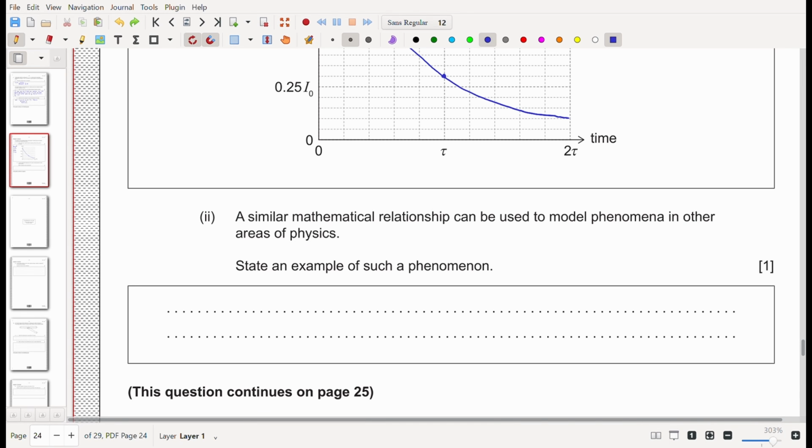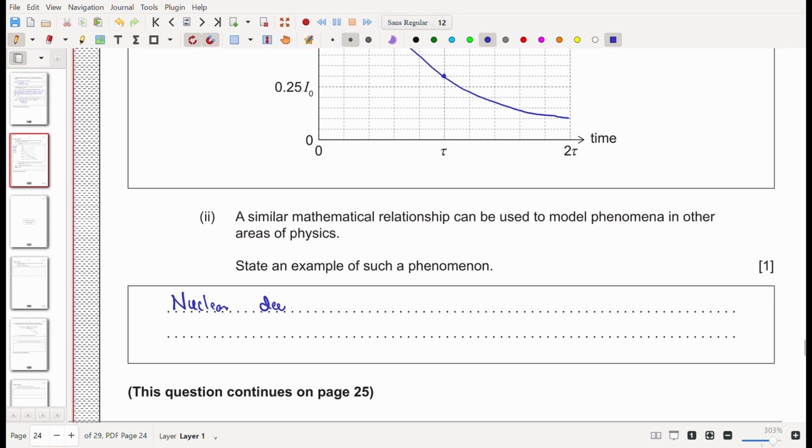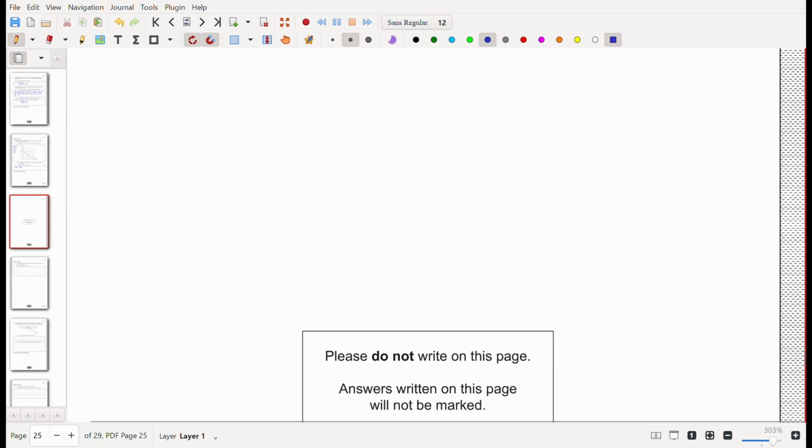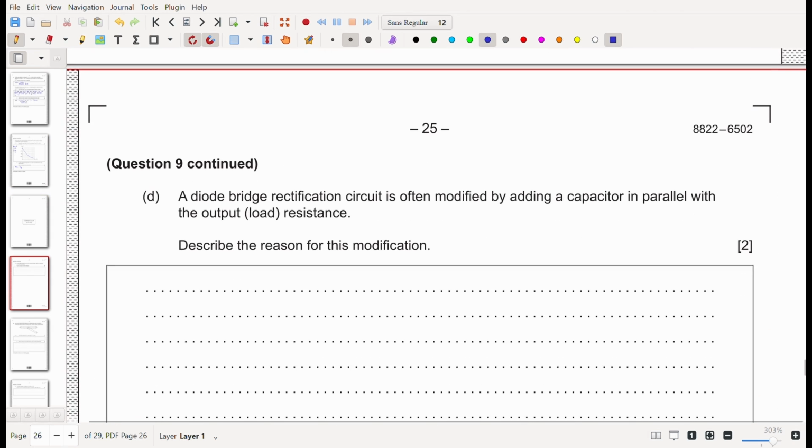Like we said, this is exponential decay, and there are actually two things off the top of my head that I can think of. Newton's law of cooling, if any of you have heard of that, done an IA on it maybe, and the other one is nuclear decay, as always. So let's stick to nuclear decay because that's a safe option and it's very, very obvious. So let's go ahead and move on to the last part of this question.